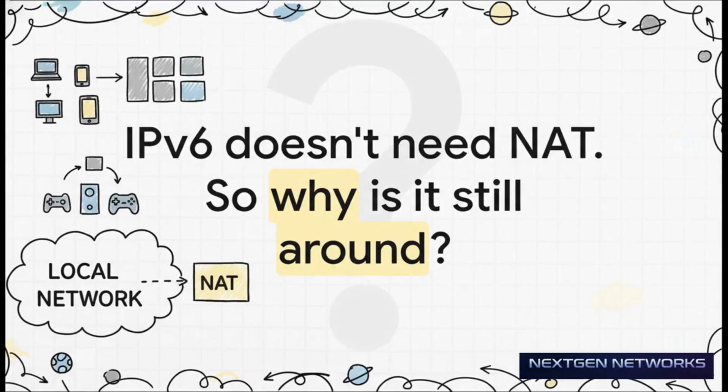And this all brings us to one last really fascinating question. You see, the long-term solution to this whole address crisis, IPv6, gives every single device on the planet its own unique public address. It seemingly makes NAT totally obsolete. So why, after all these years, is NAT still a fundamental part of almost every single network in the world? Now that's something to think about.